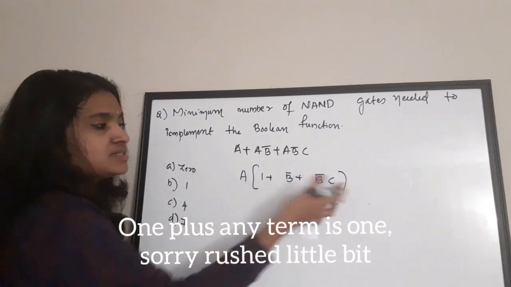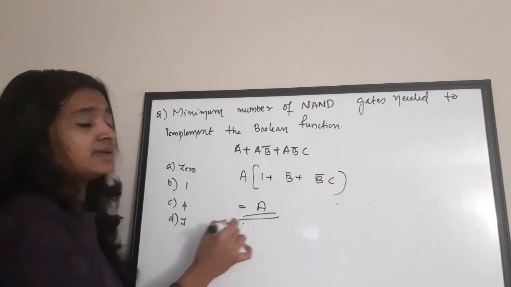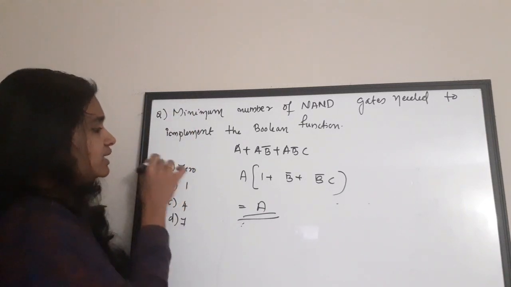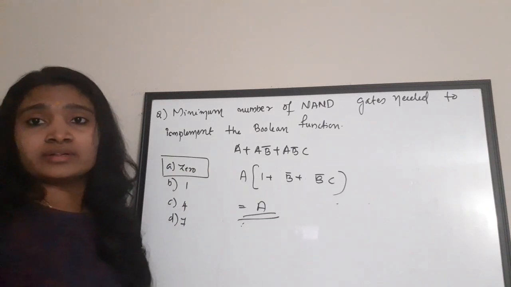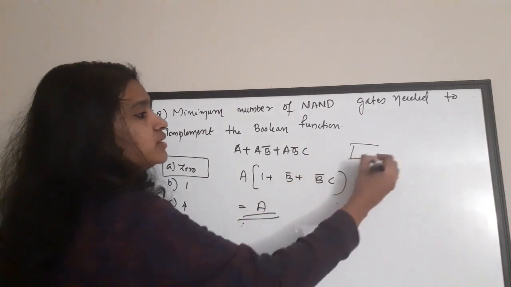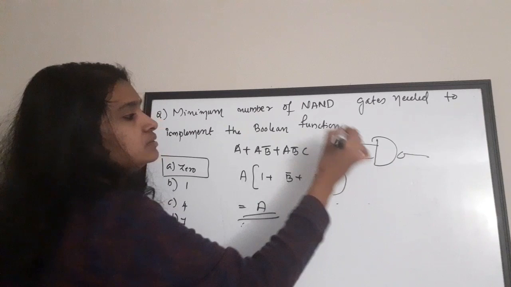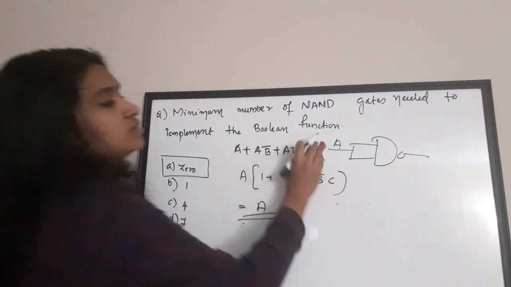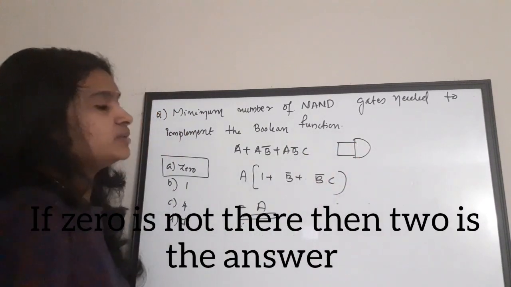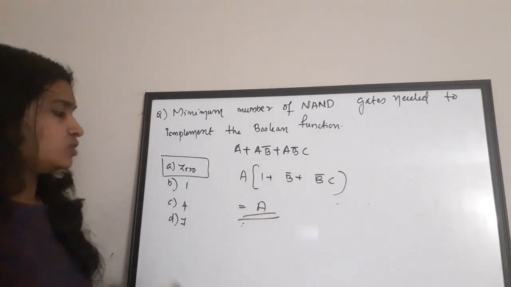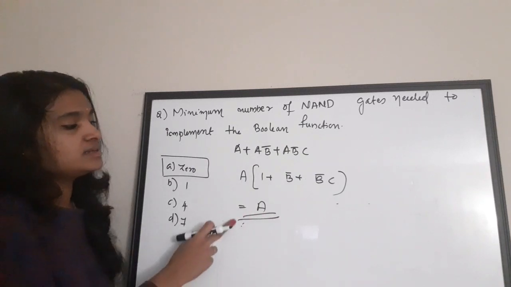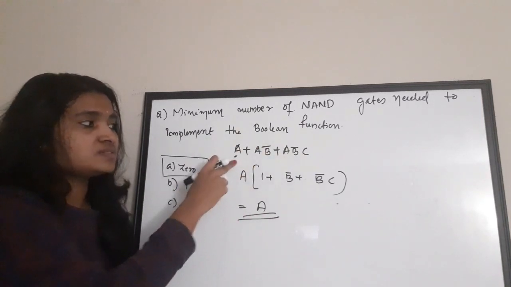So simple, right? 1 plus any term is equal to 1, so this is just A. You don't need any NAND gates to realize this. So the correct answer is option A, which is 0. If 0 is not there, then you have to go for 1, because you can short the input. Otherwise, you have to use double NAND gates, so 2 would be the option. But here, since the options have 0, you can choose that one, because you don't need a NAND gate to realize a simple variable, because if you simplify this you get A.